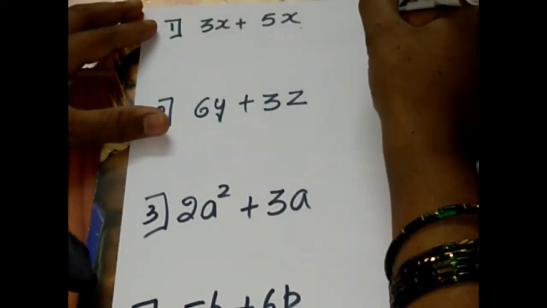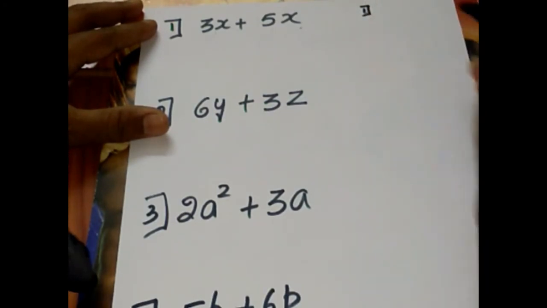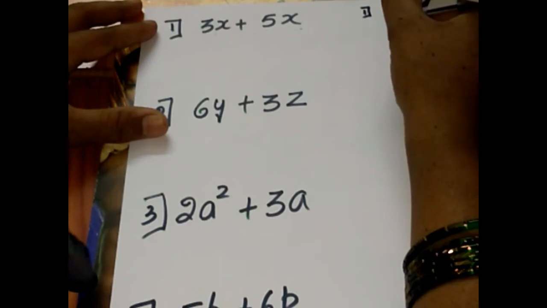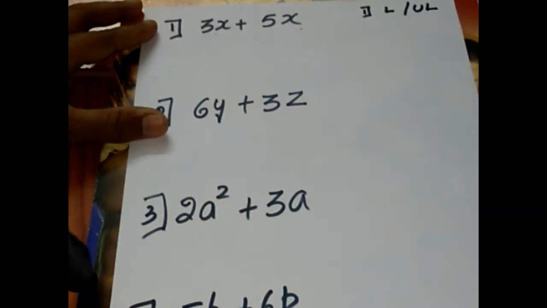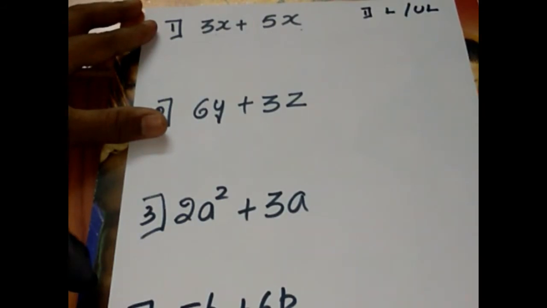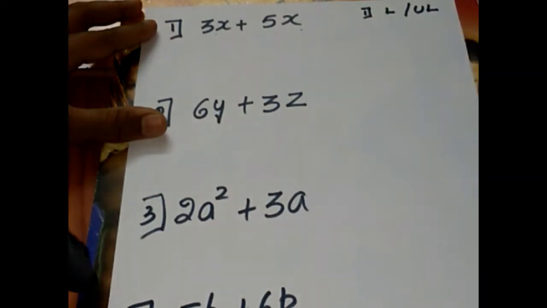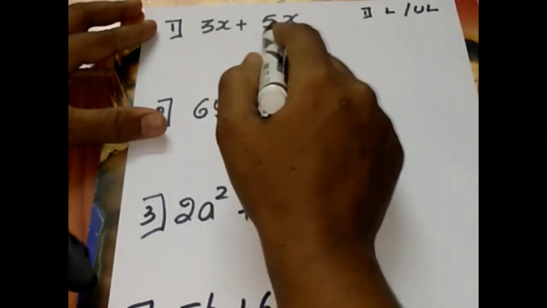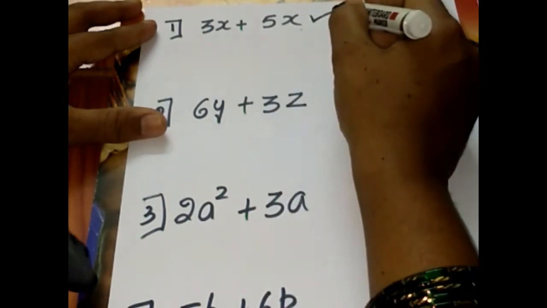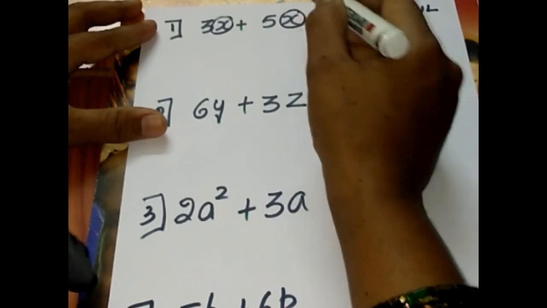So for addition of algebraic expressions, the first step is I need to identify whether the given terms are like terms or unlike terms. What is the first step? Identify whether they are like terms or unlike terms. Let's do the same. Observe the first one, 3x plus 5x. They are like terms because the coefficients are having x.